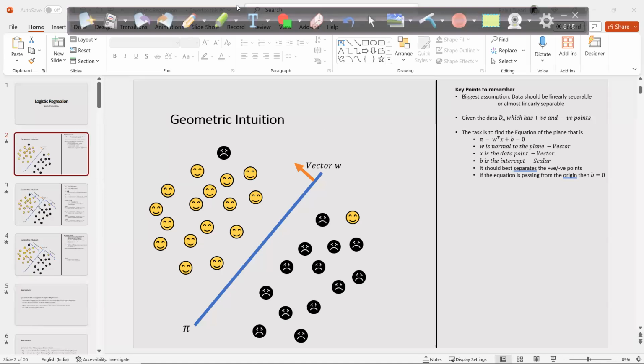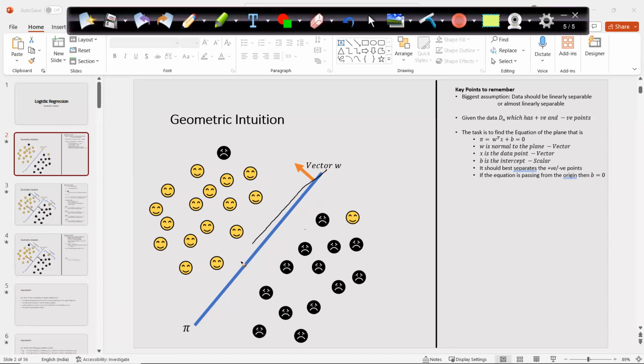And what is the intention? What is the aim of the model? The aim of the model is to find a line which best separates the positives and the negatives. That is the whole idea: I want to separate the positives and negatives, and for that, I want to create one line. It can be a plane also, depending on how many dimensions you are dealing with.